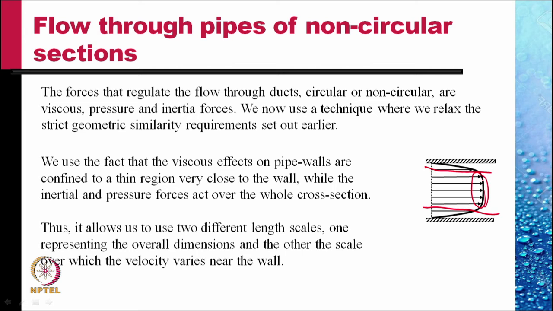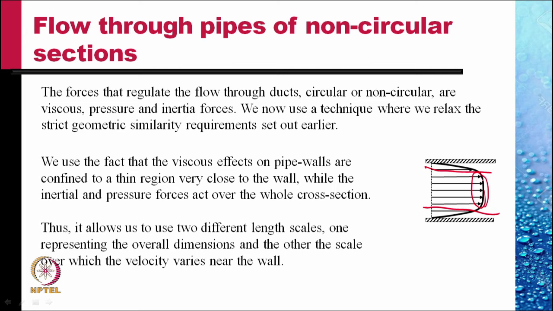This allows us to use two different length scales. Up till now, we have used only one length scale, the diameter of the pipe. Now we can use two different length scales, one representing the overall dimension, like the diameter, and the other scale over which the velocity varies near the wall.